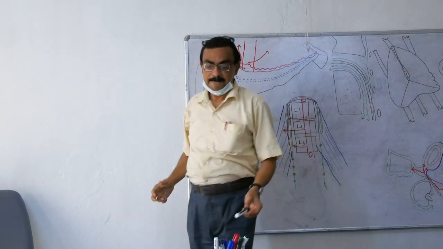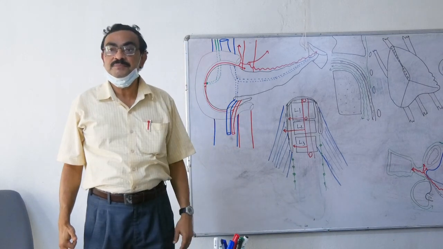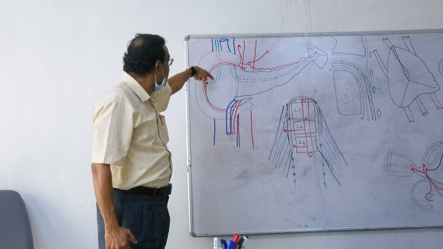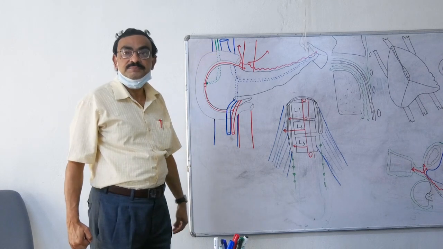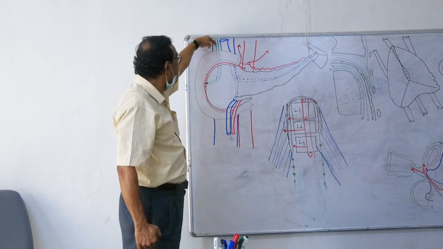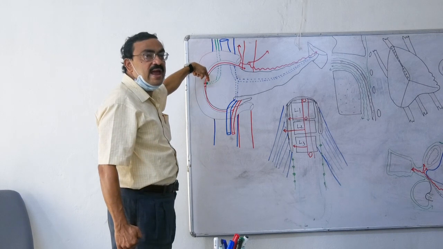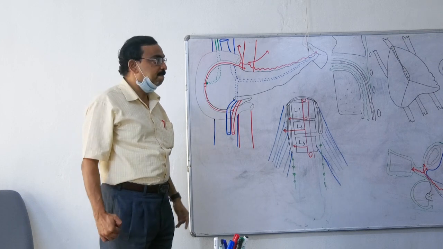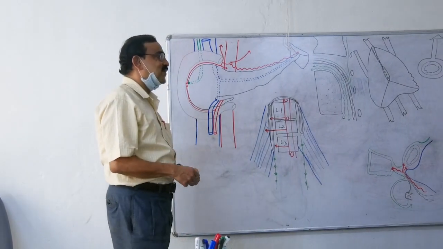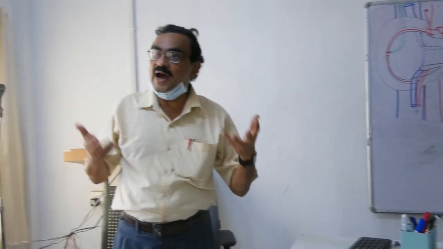Now about the posterior relation. Posteriorly we can see the bile duct. The bile duct is coming from the upper part, going behind the first part of the duodenum and behind the head of the pancreas, and ultimately it pierces the second part of the duodenum.